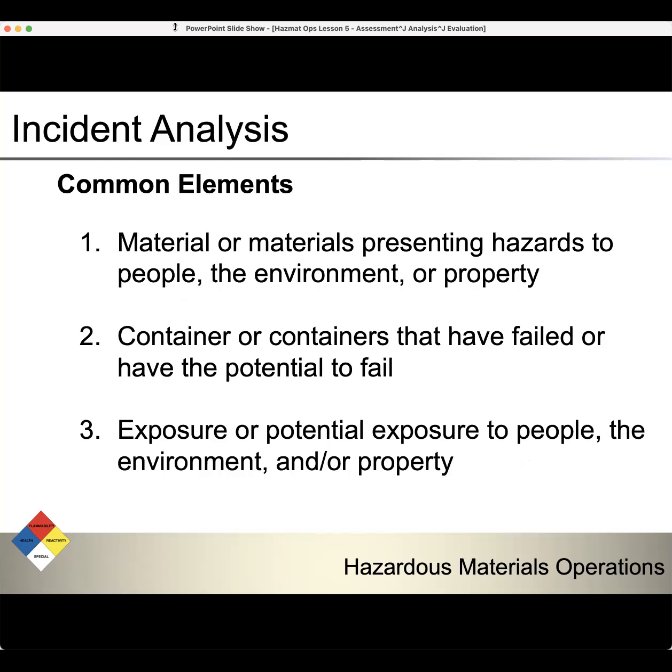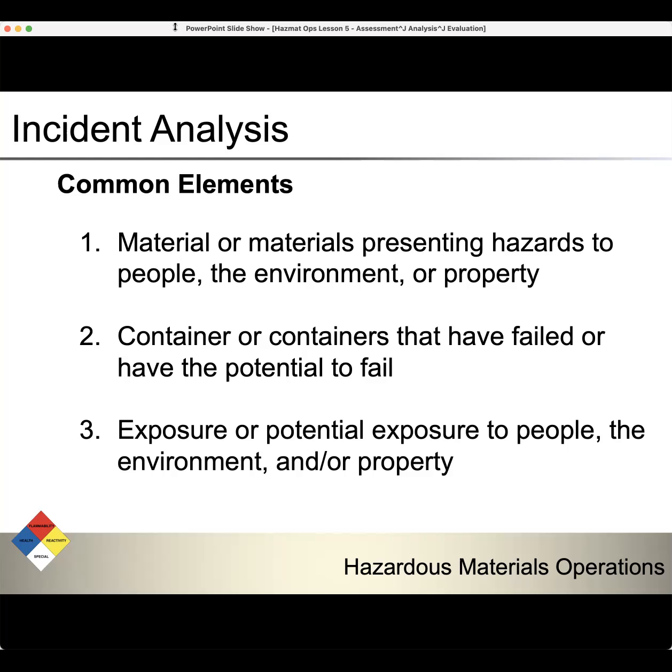So here's some common elements that are involved in a hazardous material incident. Number 1, there's something that is presenting hazards to people, the environment, or property. There's something in the environment. It could still be in its container. Also, number 2, the container has failed or has the potential to fail. And number 3, there's been exposure or potential exposure to people, the environment, or property.